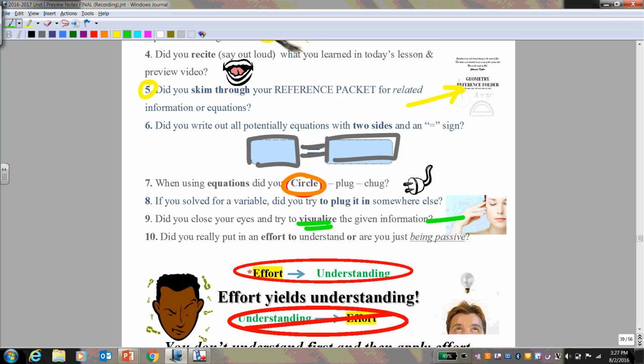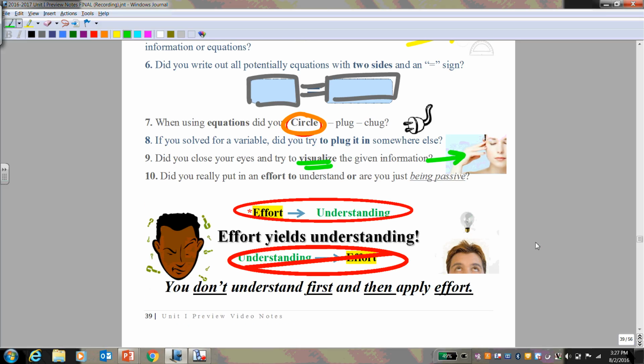Let's think about it. And last and most important, you need to understand, you apply effort first and then you understand. Effort yields understanding. You don't first understand and then apply effort. The effort comes before the understanding.